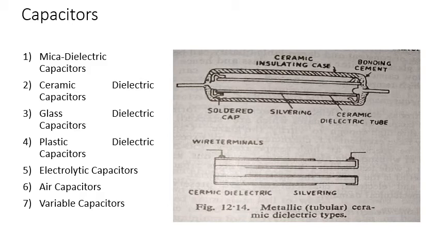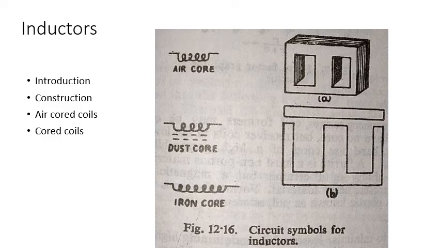So these are some types of capacitors. Now the last material for electronic components is the inductor. Inductors are components designed to have a specific degree of the property of inductance. Now what is meant by inductance? Inductance is the property of the material which opposes any change in the flow of current. And that's why there is self-inductance and mutual inductance.